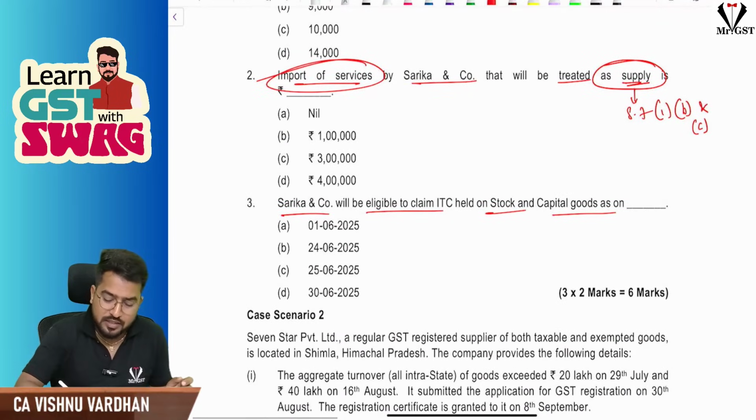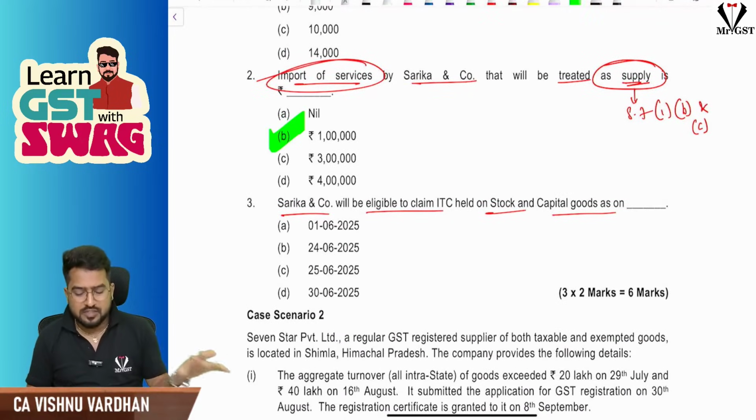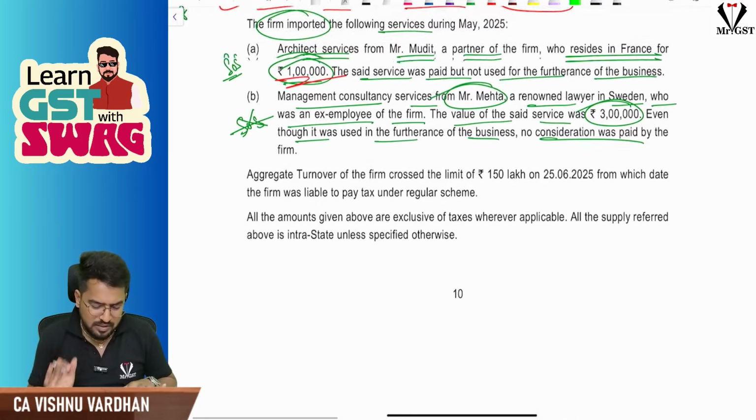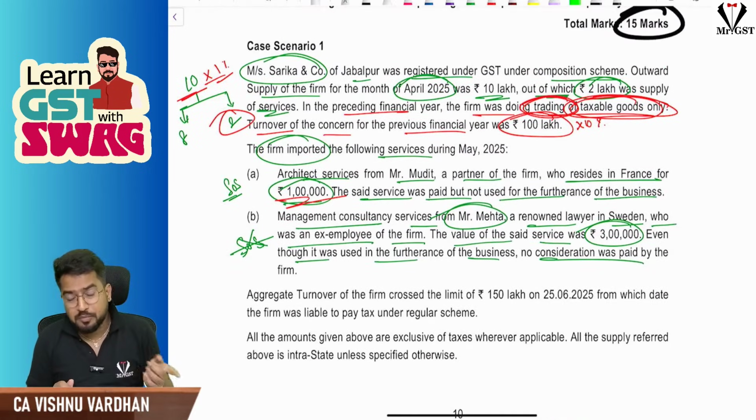As there is a question here, import of service, how much will be read as supply? 1 lakh, sir, not 1 lakh plus 3 lakh, 4 lakh here, because the second case, you have understood the explanation. Simple MCQ. See, if you remember the concept, of course, simple.